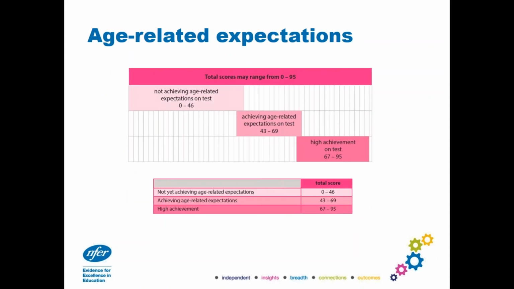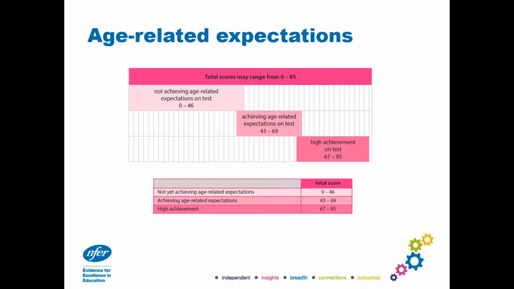So, age-related expectations are a measure of how well pupils are performing against the standards set out in the national curriculum. The curriculum sets out what pupils are expected to be taught in each year, and this measure can demonstrate how well pupils are performing against this target. So this is different from a standardised score, which indicates how well pupils are performing against other pupils nationally, rather than against a specific curriculum. As you can see here on this slide, this shows the age-related expectations for one of the NFER tests.